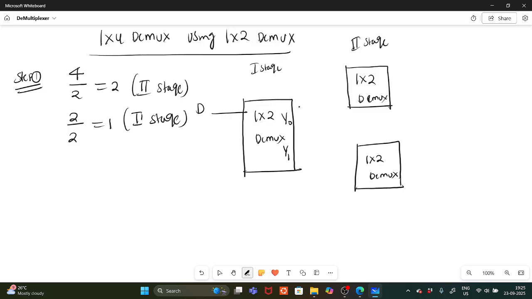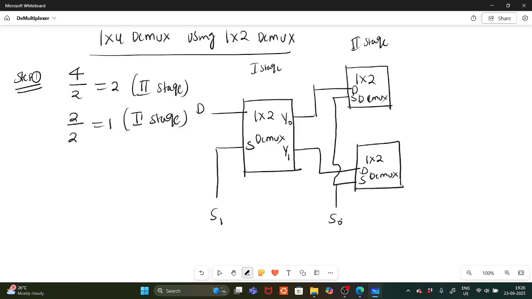Okay. And y0 is connected as a data pin for this one, and y1 is connected as a data pin for this one. Okay. And selection line. Here, what is the selection line? Let us take the selection line. So a common selection line will be there. Okay, common selection line. This is S, S not.